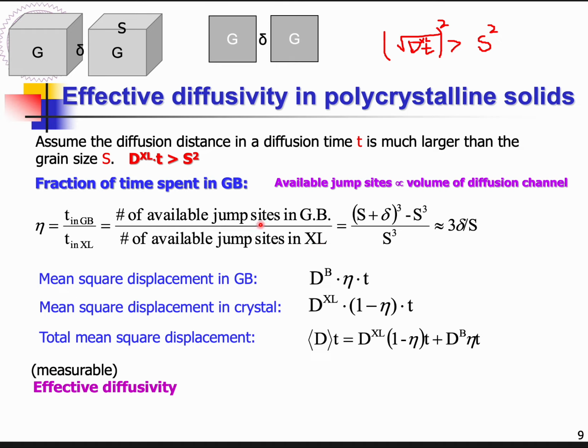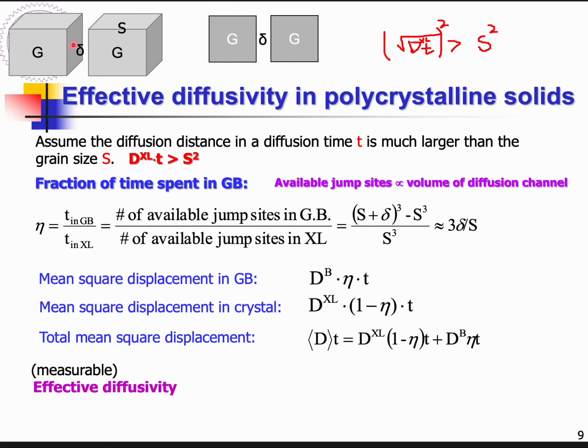Available jump sites are proportional to the volume of that specific diffusion channel, right? This means the volume of grain boundary versus the volume of the grain in these materials. When we talk about the volume, we are actually talking about the three-dimensional case. So what is the volume of the grain boundary in your materials?